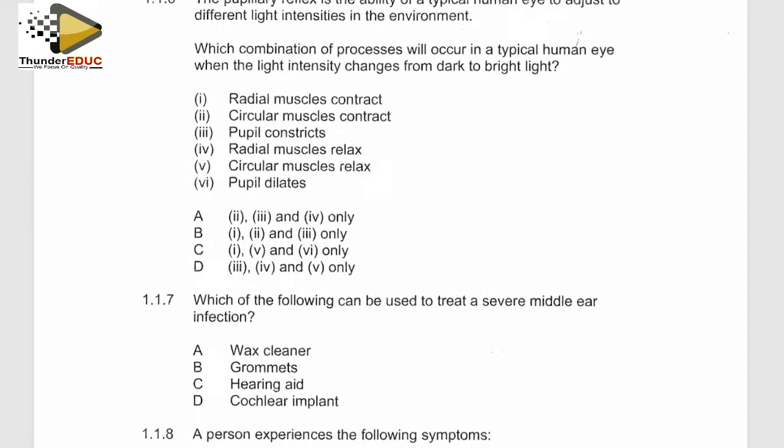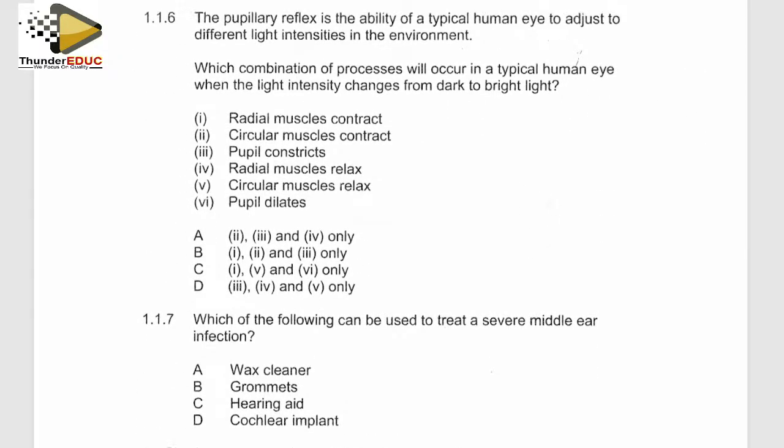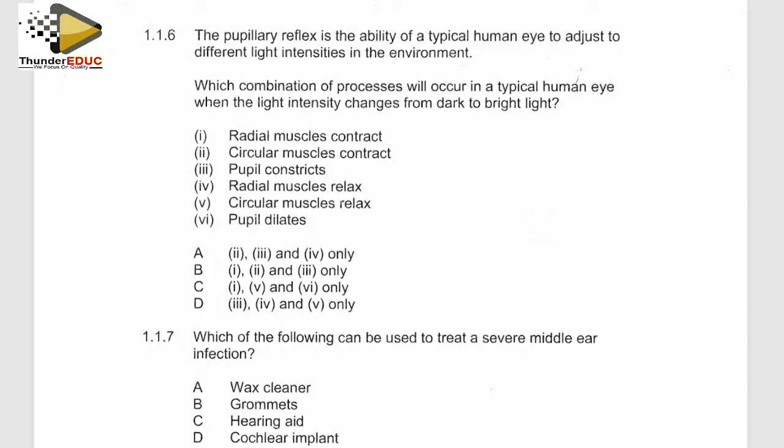Then we go to 1.6. The pupillary reflex is the ability of the typical human eye to adjust to different light intensities in an environment. Which combination of processes will occur in a typical human eye when the light intensity changes from dark to bright? I told you to explain what is last, which is bright. Remember, for bright, we say R with R, C with C.